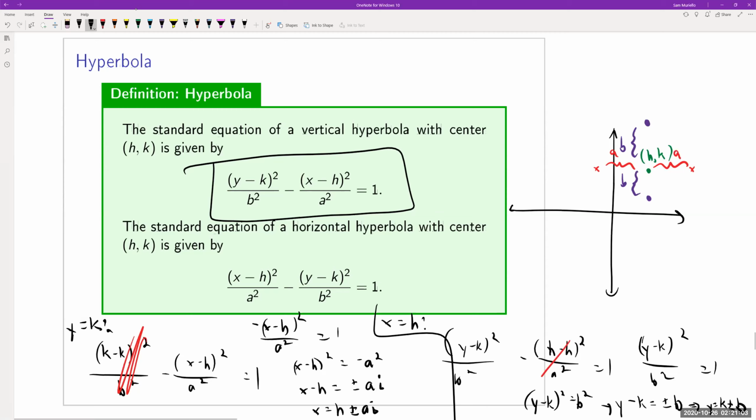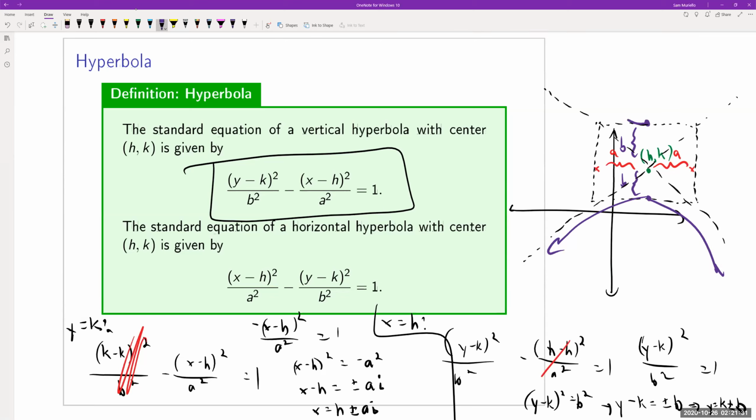Then we're going to create a box like so, where the x's and the dots are the centers of the four sides of this rectangle. Create the diagonals of this box to create what's called the guide rectangle. This will determine the shape of your hyperbola. Starting at the dots, simply use those lines as asymptotes.